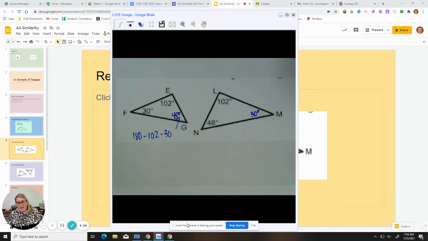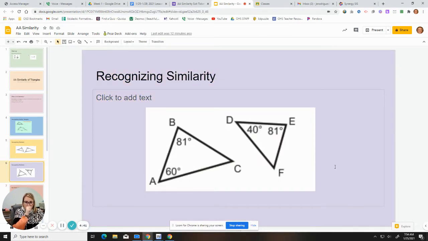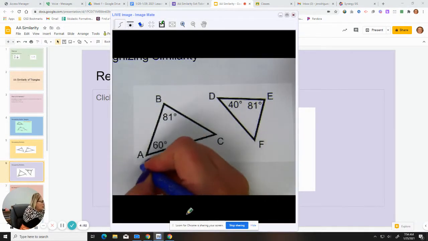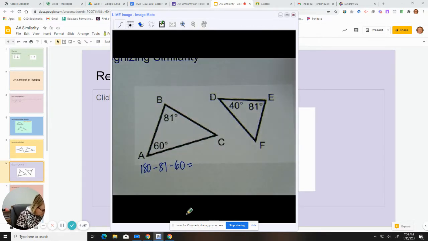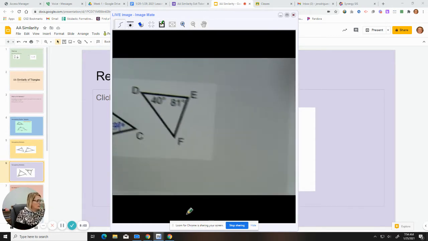Okay, we don't have side lengths on this one, but we're just looking at it to recognize that these are similar because their angles are the same. And a lot of times you will have to work backwards from 180 to find missing angles to be able to determine that. Okay, here's another example. Again, we are going to be working backwards from our 180 to be able to determine this. So we have 180 minus 81 minus 60. And that gives me 39 degrees for this one.